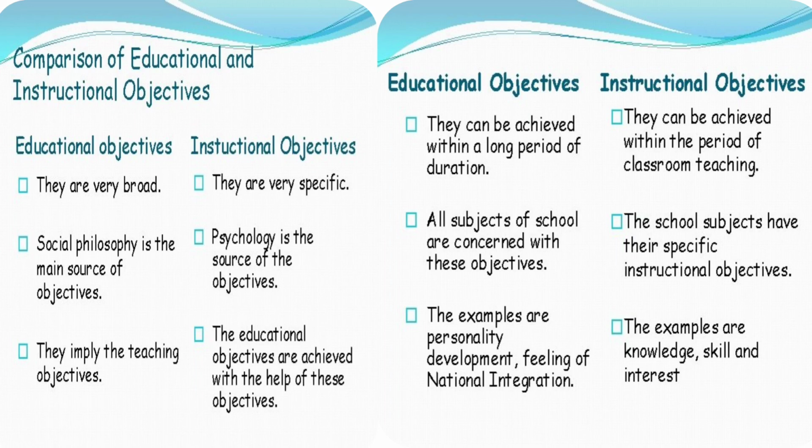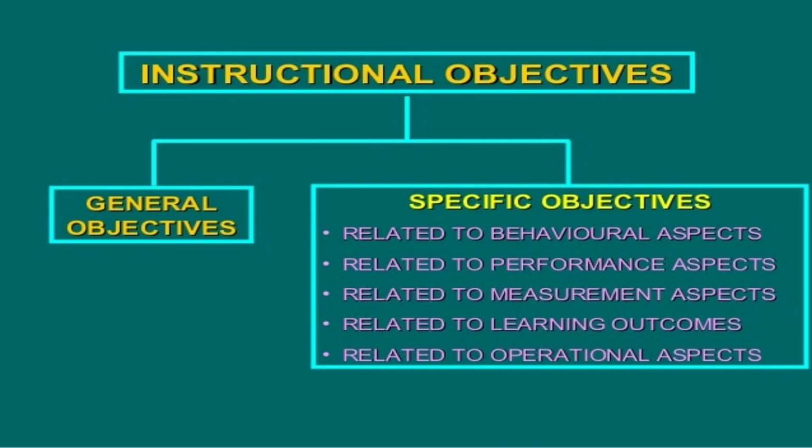Okay, you can see all these subjects in the school have their own educational objective. Science teaching is different, social science teaching is different, the educational objective of teaching English is different, maths is different. But when you go into the instructional objective, they are specific for that particular subject. Okay, I hope these examples will clarify your doubts about what is educational and instructional objectives. Then let us see the instructional objectives. It can be more briefly classified into general objectives and specific objectives.